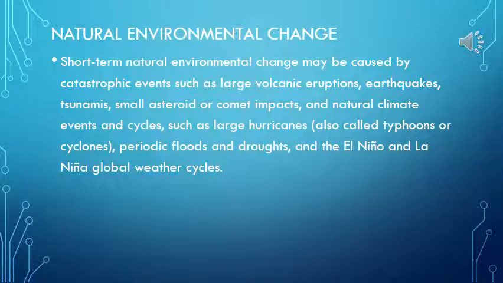Short-term natural environmental change may be caused by catastrophic events such as large volcanic eruptions, earthquakes, tsunamis, small asteroid or comet impacts, and natural climate events and cycles such as large hurricanes, also called typhoons or cyclones, periodic floods and droughts, and the El Niño and La Niña global weather cycles.